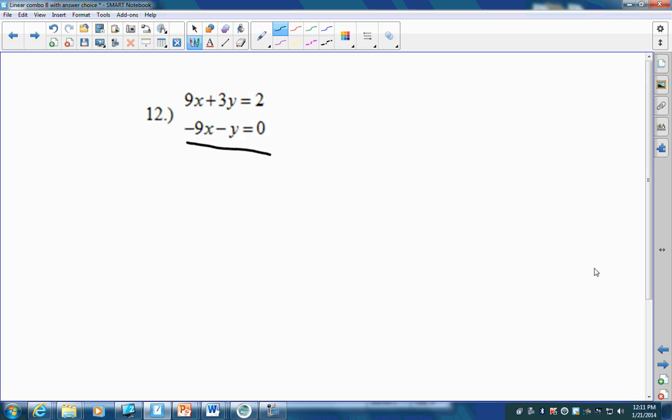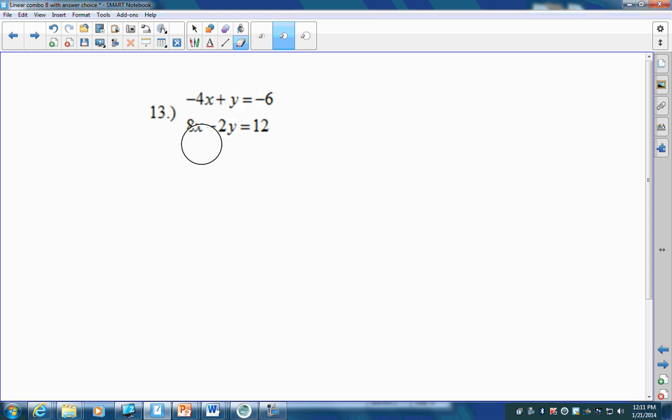All right, number 13. Now, if I go through and just try to eliminate the way it is right now, does it all go away? Or does anything go away? Nothing does. All right, well, darn. Let's see. I could look at this a couple different ways. What if I wanted to get the y's to go away? What number needs to be up here? A negative or a positive 2? Positive 2, because the one down here is already negative. So let's multiply the top equation by 2.